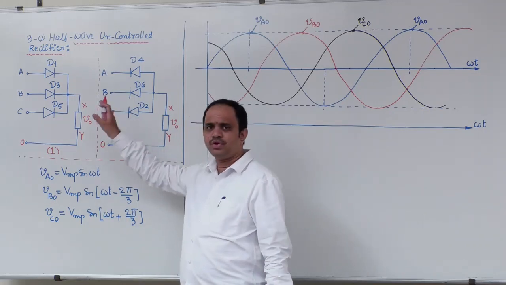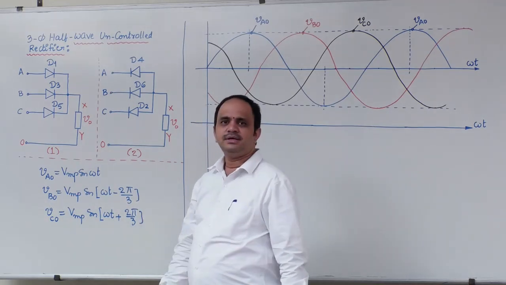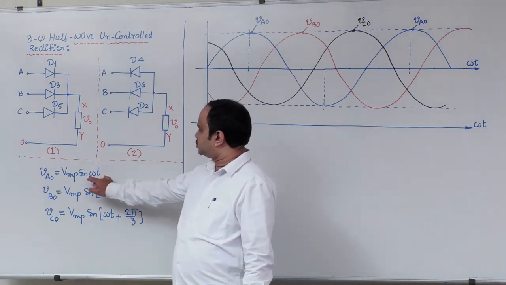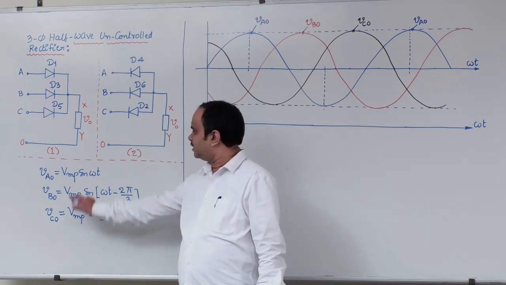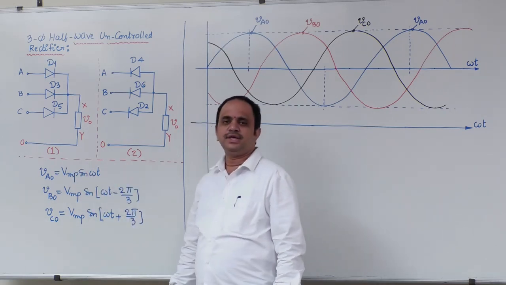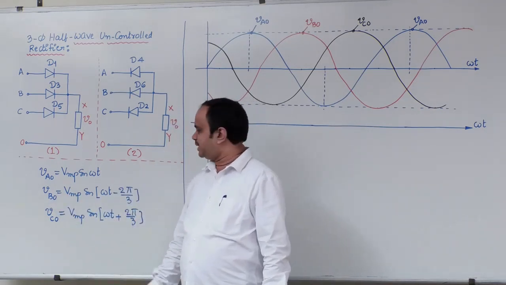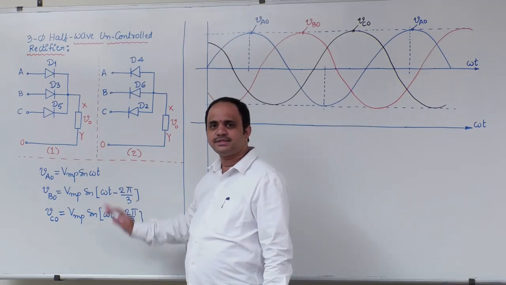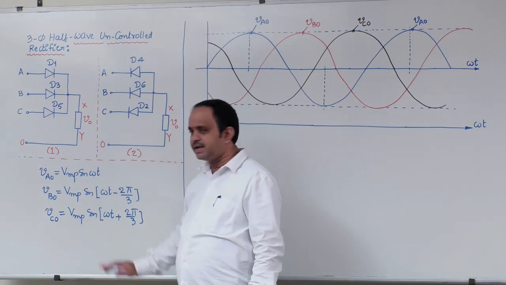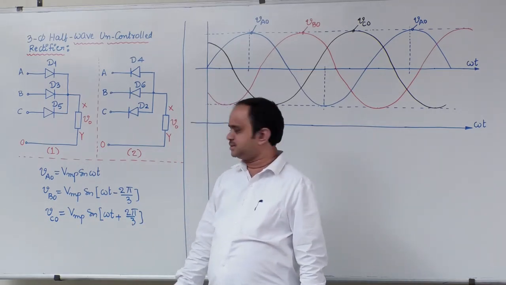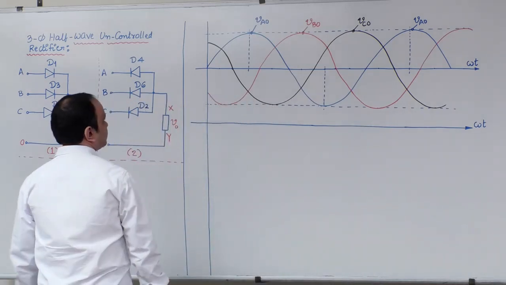Anyhow, before looking into the waveforms, first let us try to understand the source property. Source voltage is based on phase voltage waveforms. VAO is equal to VMP sin omega t. VBO is VMP sin of (omega t minus 2 pi by 3). VCO is VMP sin of (omega t plus 2 pi by 3). Okay, this is the source voltage equation.